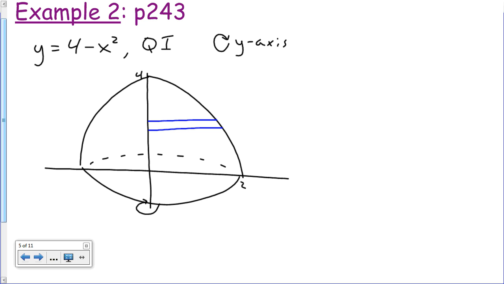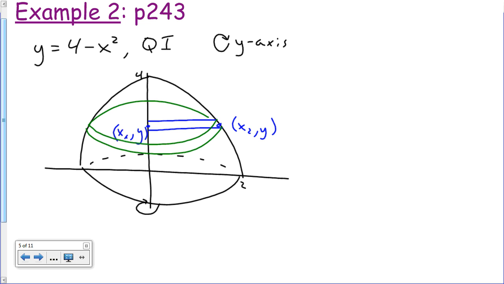All right, and I'll go ahead and name these points here. So this is going to be, we'll say, x1, y, and this will be x2, y. And like I said, we're going to rotate around the y-axis, so the shape that you end up with looks like this. When we rotate it around, you get that same disc or cylinder shape. And we want to find the volume of that cylinder.